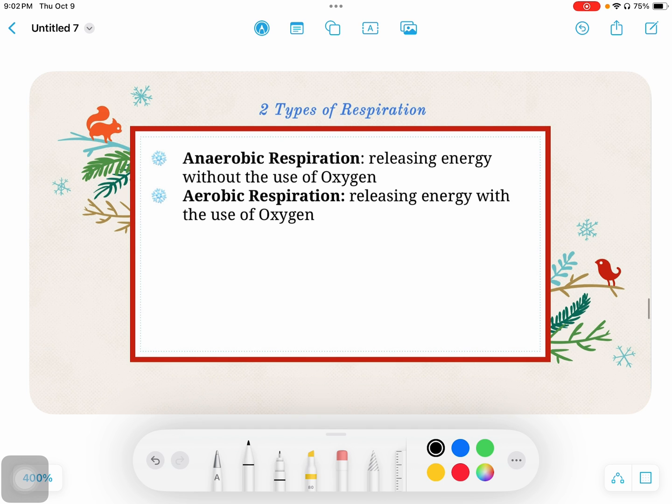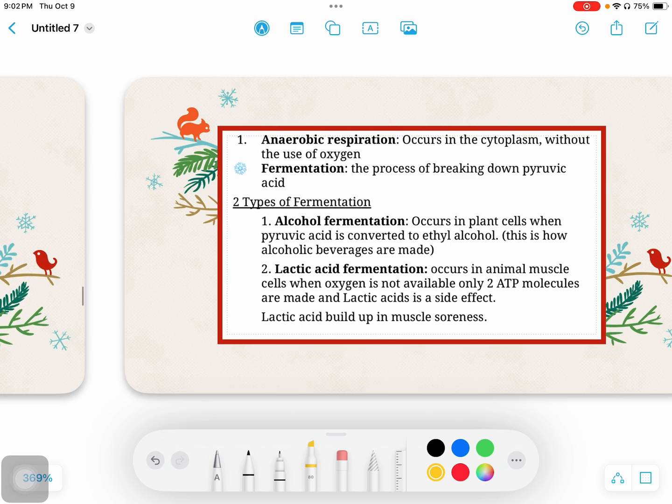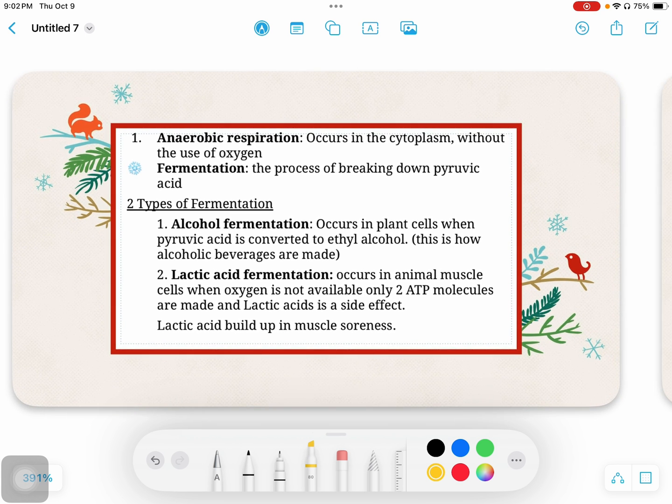Okay, so we talked about at the beginning that cellular respiration is considered an aerobic respiration. So you do need to know the difference between aerobic and anaerobic. Anaerobic respiration is releasing energy without the use of oxygen. Aerobic respiration is releasing energy with the use of oxygen. So aerobic, you have to have oxygen. Anaerobic is without. So first we're going to get into anaerobic respiration.